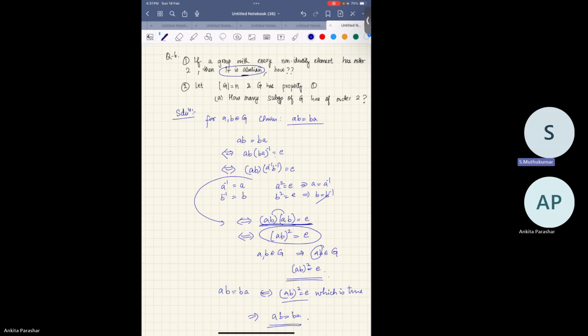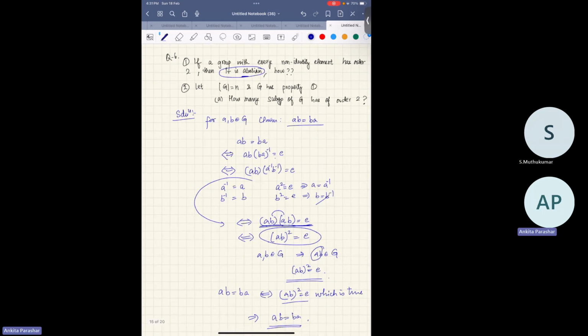Please repeat the question. The question is: if you have a group of order n and the group has the property which I have written in point number 1, suppose point number 1 holds for the group G, then how many subgroups of G are there of order 2?